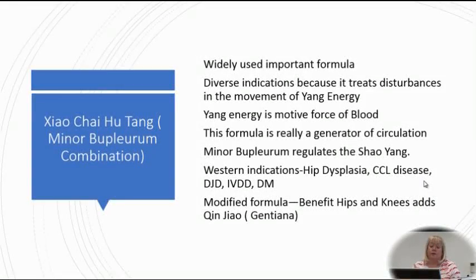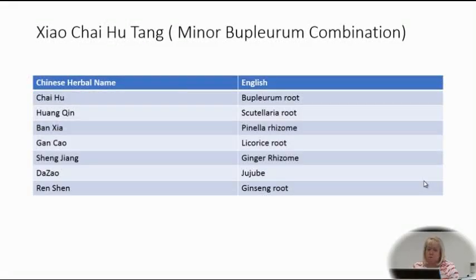So here is the formula for those of you who like to see what your herbal formulas look like. The Chai Hu, which is the bupleurum, is in there. Huang Qin, which is the scutellaria. Ban Xia, which is pinellia. Gan Cao, which is licorice root. Sheng Jiang, ginger. Da Zao, which is the jujube, and the Ren Shen, which is ginseng. And I do apologize to those of you who are Chinese speakers that mine isn't very good, but I'm trying to at least get the names of the herbs relatively correct.